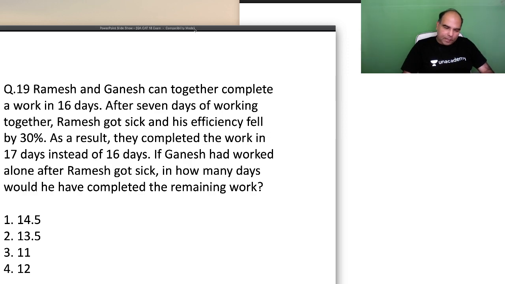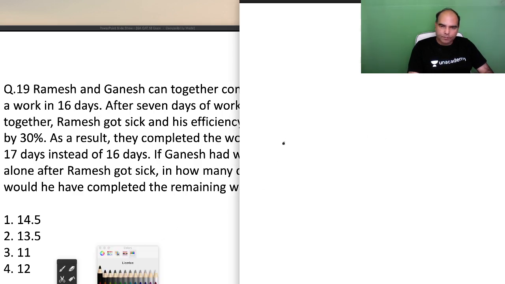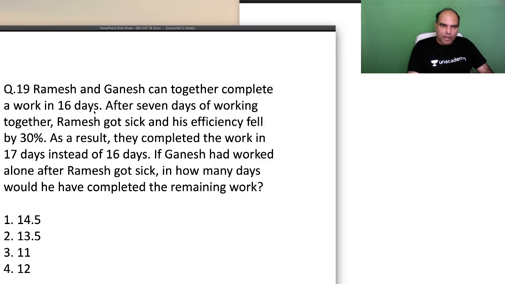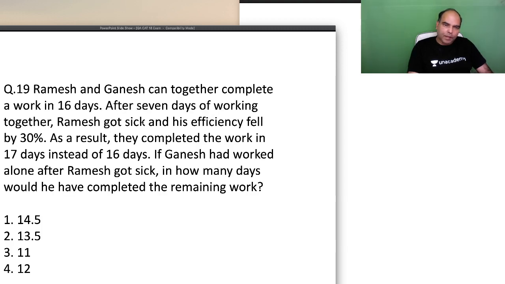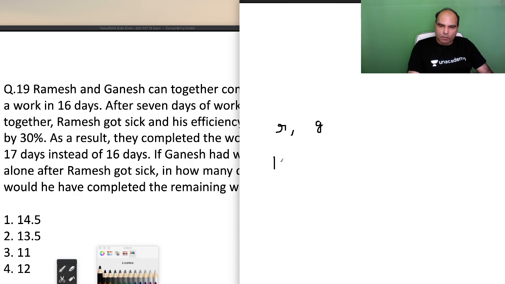So this question, if you look at this, the question says, Ramesh and Ganesh can together complete a work in 16 days. So if I assume Ramesh's work is R, and Ganesh's work is G, the reaction to this first statement here is that the work is equal to 16R plus 16G. This will be equal to the total work.